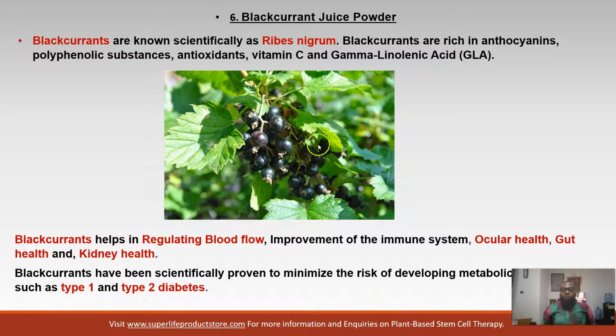So this too is a wonderful plant extract that has been known to greatly affect stem cell proliferation. When it comes to type 1 and type 2 diabetes, it basically goes into the pancreas to correct the beta cells, which now get back to their original state and commence the natural production of insulin. So yeah, that is blackcurrant juice powder.